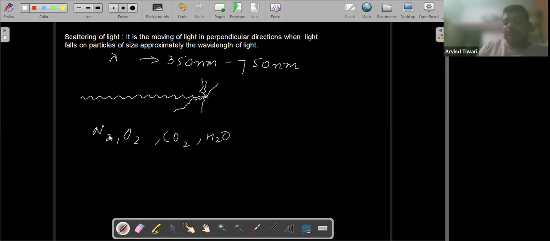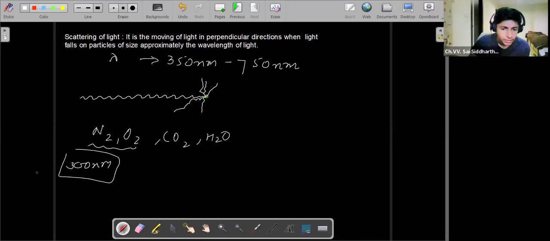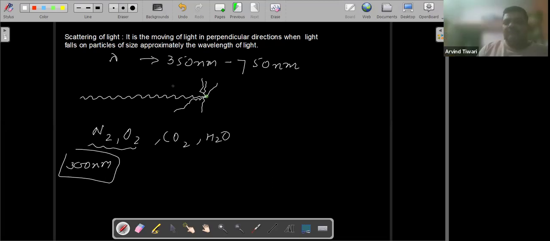Which color do you think will be scattered the most? If I say that the size of these molecules is small, about 300 nanometers, which colors will be scattered the most? Violet. Yeah, definitely violet, indigo, blue. These colors will be scattered the most, and the red color will be scattered the least, as it has a high wavelength of 750 nanometers, which is almost double the size of these molecules.